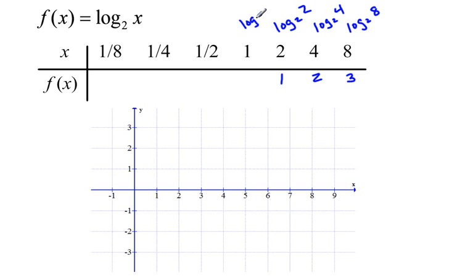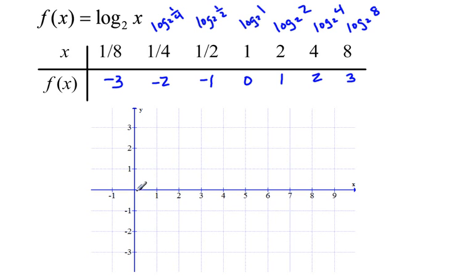Log base 2 of 1, I could say, oh yeah, 2 to the 0. Log base 2 of 1/2 is going to be negative 1 because that's the power that puts the 2 in the denominator. Log base 2 of 1/4 would therefore be negative 2. And I'm seeing that pattern, and here we go. There's negative 3. So let's plot these points.